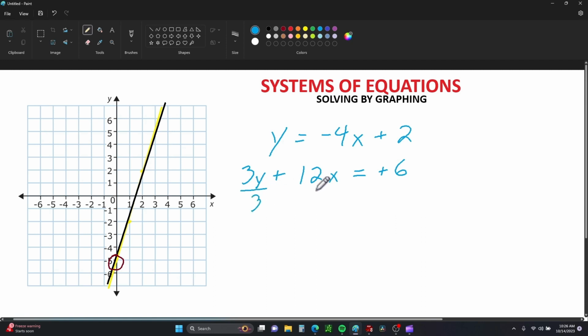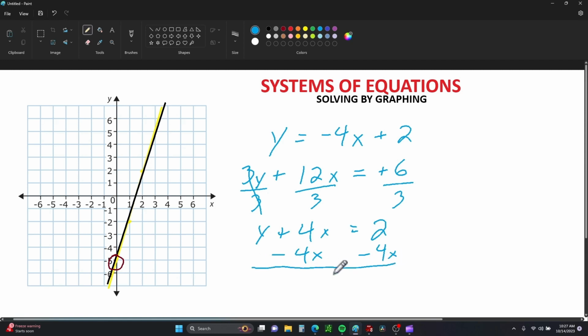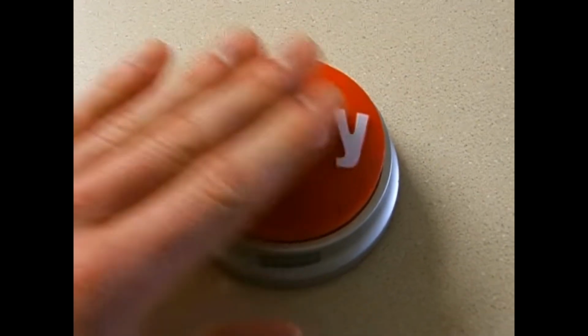So if I was to just divide each of these terms by 3, I get y plus 4x equals 2. I'm still not there because this 4x needs to be moved to the other side of the equal sign. And what I finally get is the same equation. That was easy.